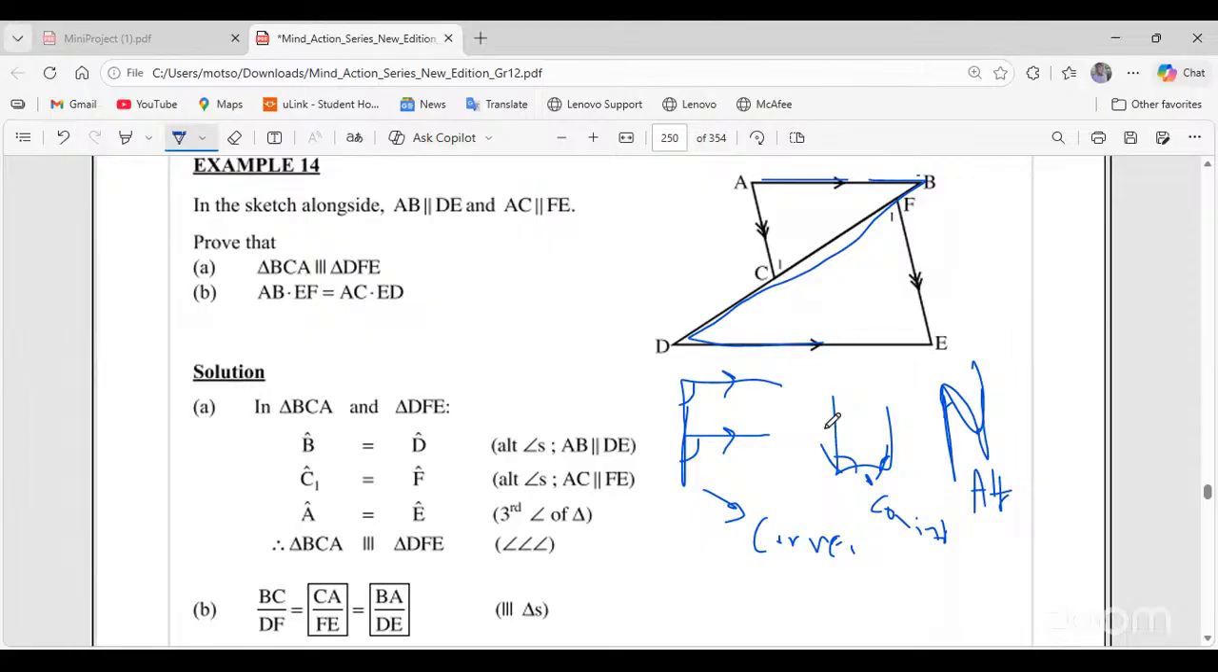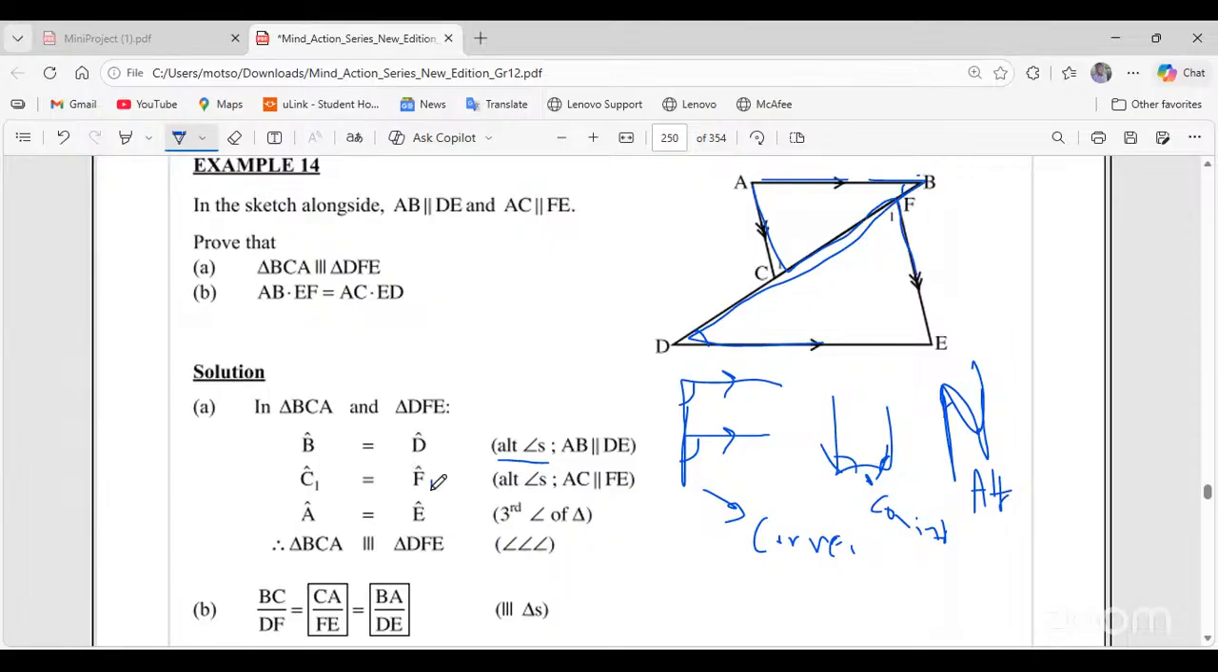You also have to specify or state those parallel lines that you used there. Just like here, they said B is equal to D. Why? Because those are the alternate angles. Why do we say those are the alternate angles? Because AB is parallel to DE. Yes, just like that. Now you come to C1. Which angle is equal to that? C1. Oh, I have this part here. C1 is equal to F1 right there.